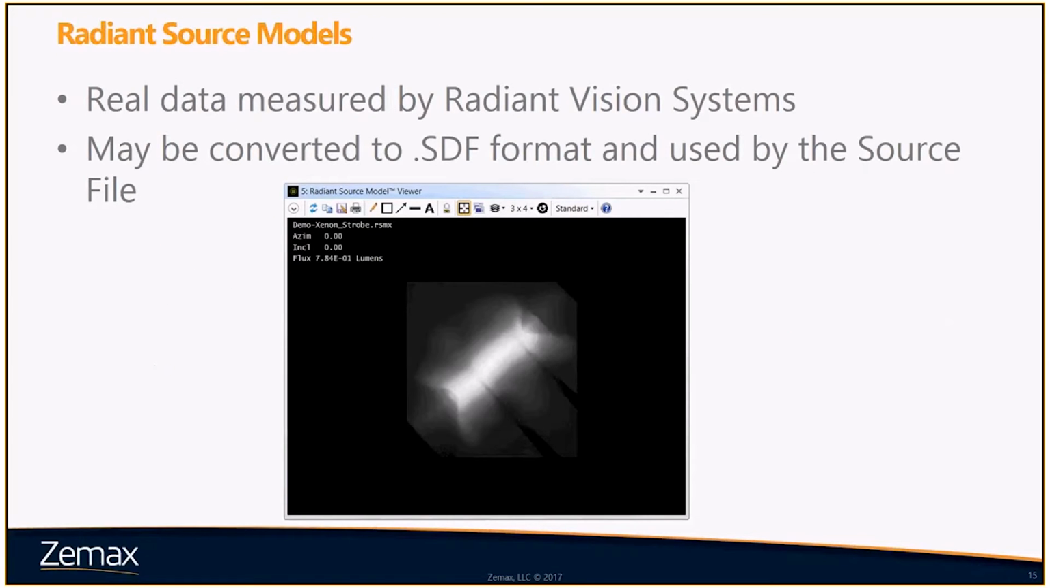Okay. So the radiant source models, again, these are measured by radiant vision systems. These are essentially a series of images of a source as it's rotated through different angles. So the picture that's captured at each interval captures how much light is coming within a certain solid angle in a certain direction out of the source. And then because it's a 2D image of the source, we can also see where light originated from in X, Y, and Z space. So once you download one of these sources, in order to use it, you'll actually convert it into an SDF type source file.